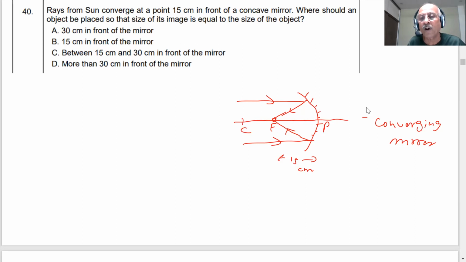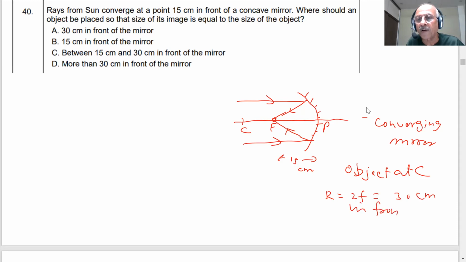So if you put the object at C, which will be how much? Double this. R will be equal to 2F, which will be 30 centimeter in front of the concave mirror. In front of the concave mirror, student. There F is negative, F is minus actually, because it is a concave mirror. Then you will get an image of equal size.